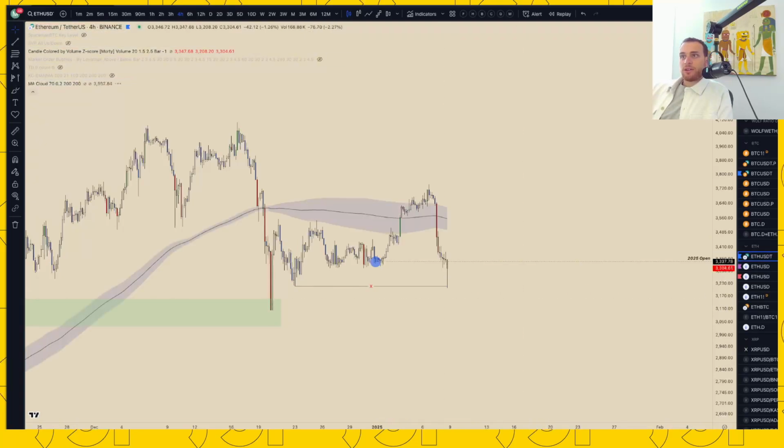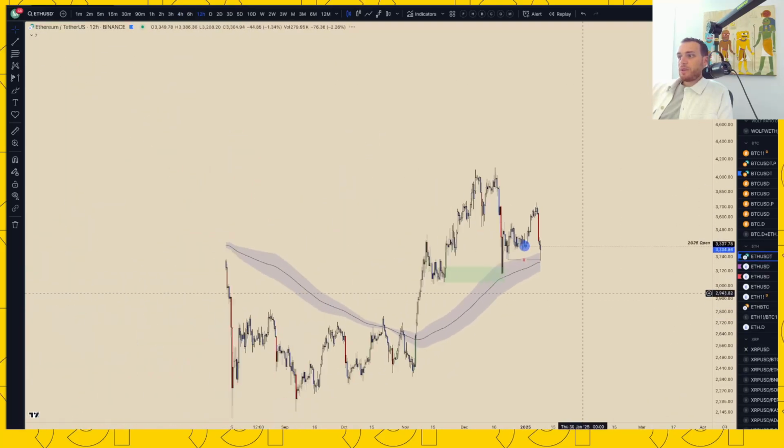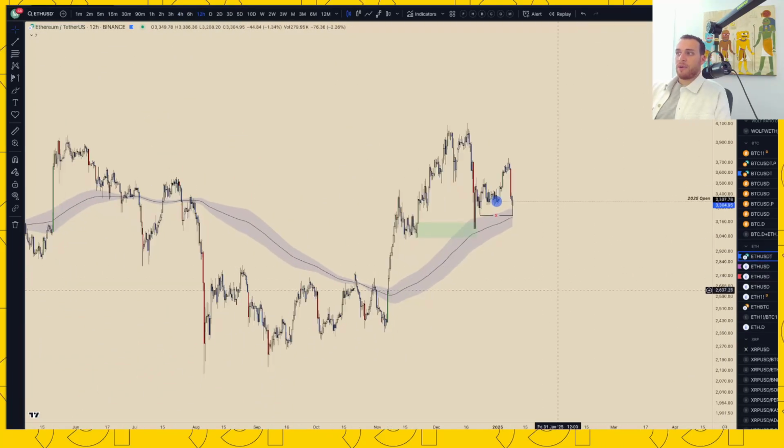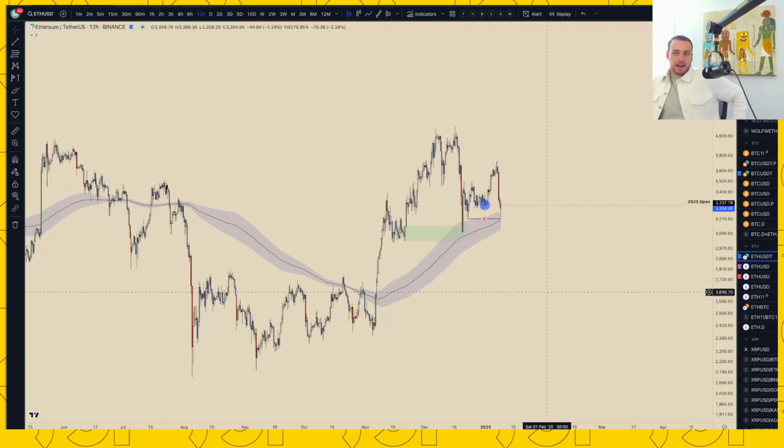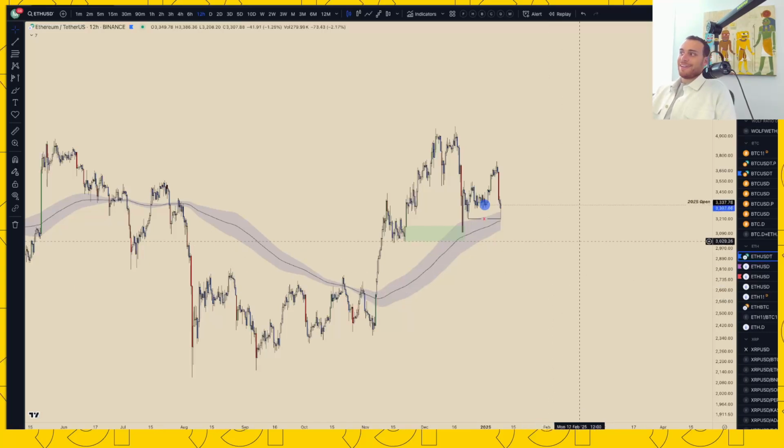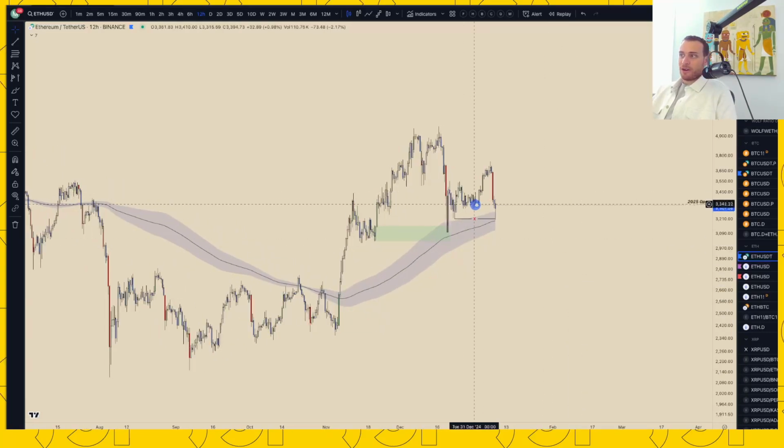Something else that I really love as well is here on the 12-hour. We've got our nice kind of SR band. This is actually an indicator that I coded. No, I am not a coder, but I am good at prompting AI to code me things. So I coded this. I'm on my coder arc.